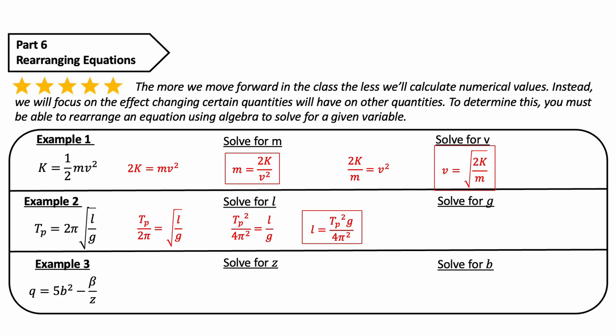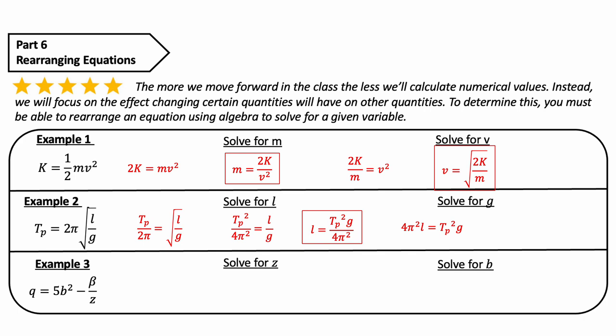Now the easiest way to solve for g is just to go off of my last problem. And now if you notice, I already have g. I have this solved for L, but g is in the numerator on the right-hand side. So I need to move the 4 pi squared over. So I'm going to multiply both sides to do that.